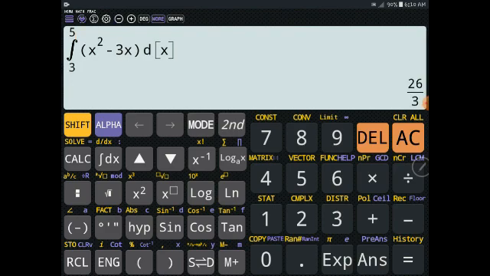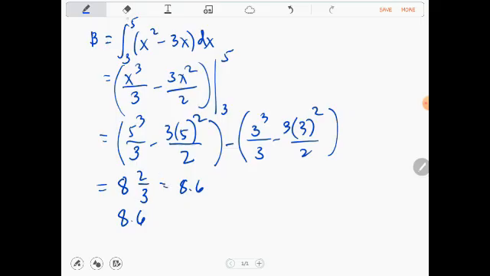Okay, so 26 over 3. So yun. Or 8.6. Same naman pala siya. So 8 2/3 is equals to 8.6. You can use decimal na lang para mas madali. So this is 8.6 square units, units since hindi natin binigay yung units niya.